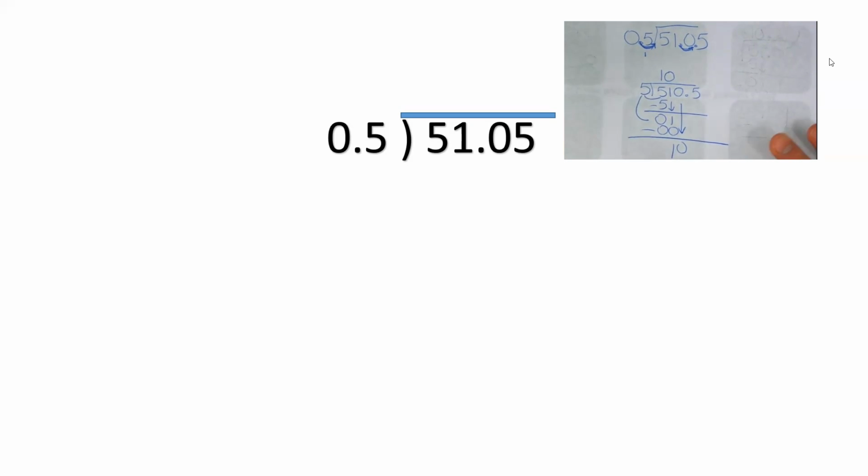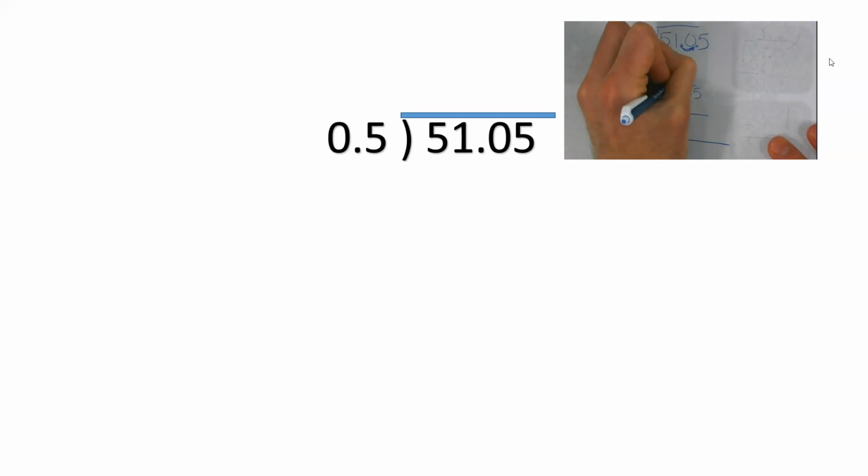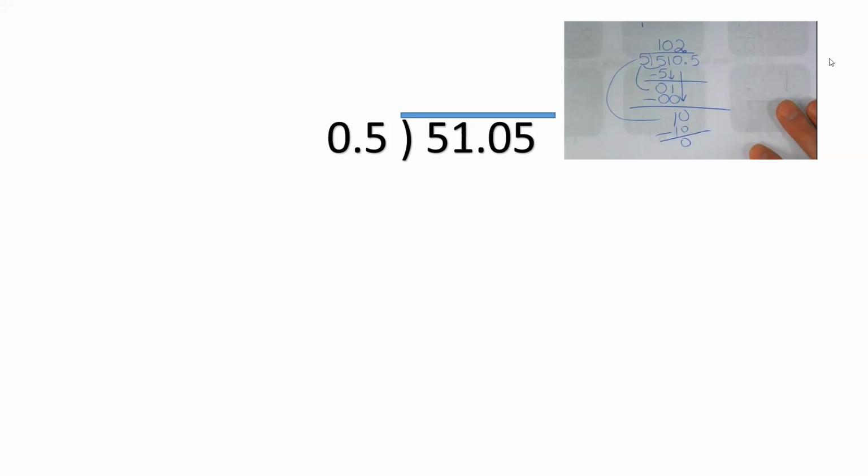Bring down the 10. How many 5s go into 10? 2. We got a decimal. Make sure it's up there. There was nothing left over when we took away the 10. Bring down the 5. How many 5s go into 5? 1. So your answer is 102 and 1/10. Bada bing, bada boom. See, Kerm? You didn't have anything to worry about, man.